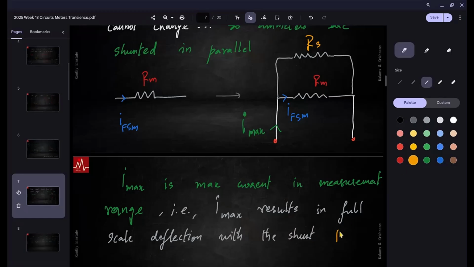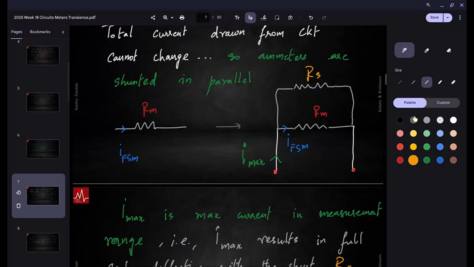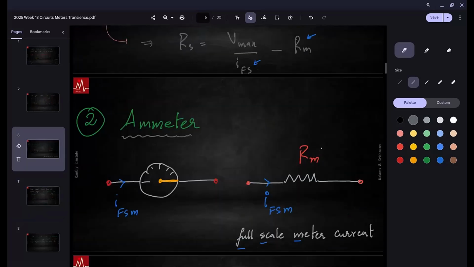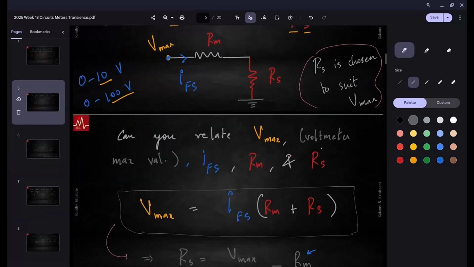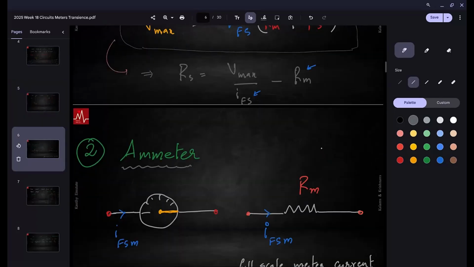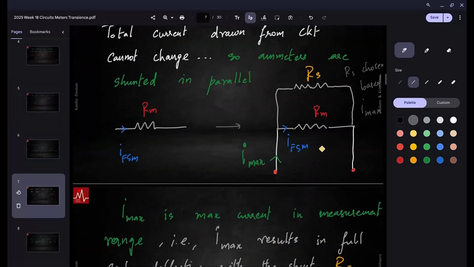RS is chosen according to this. RS is chosen based on what you are trying to measure. So RS is chosen based on Imax. Same as before, but we had a series circuit there. Voltmeter. Ammeter, we have a parallel circuit.